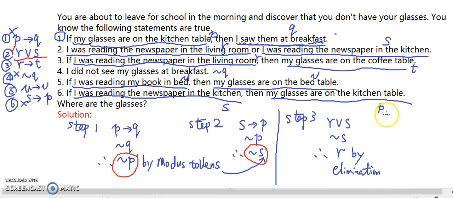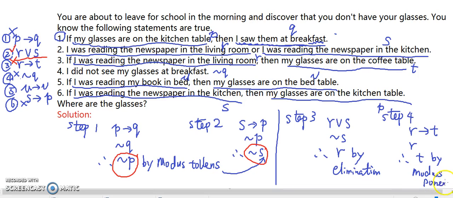Now step 4. The only statements we haven't used are number 3 and number 5, and apparently number 3 is related to R. So let's use number 3, R to T. If R, then T. So let's mark this out. Again, we use the conclusion we got from step 3, R. Therefore, we get T. This is by modus ponens.